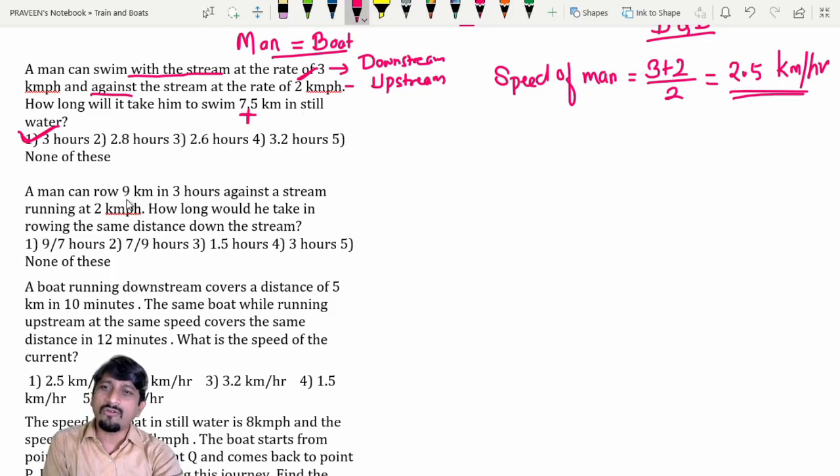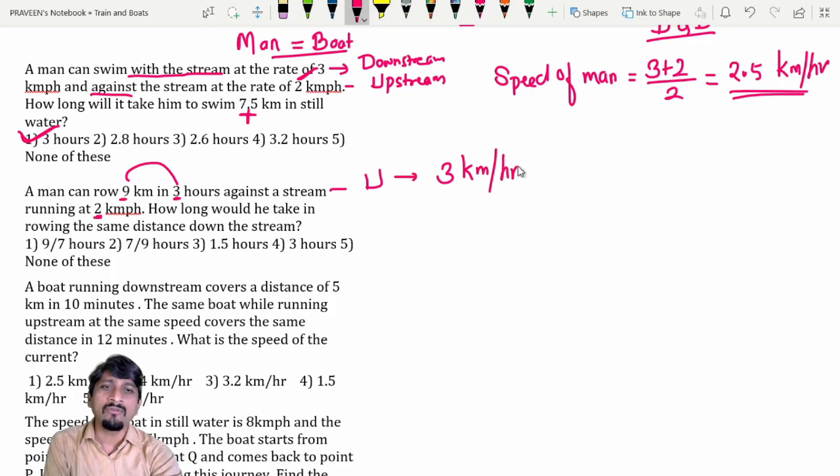A man can row 9 km in 3 hours against a stream running at the speed of 2 km per hour. How long would he take in rowing the same distance down the stream? Now here you see, a man can row 9 km in 3 hours. Means what is his speed against the stream? That is, upstream is how much? 9 km in 3 hours, so 3 km per hour.